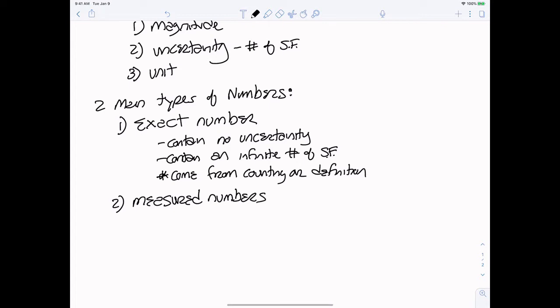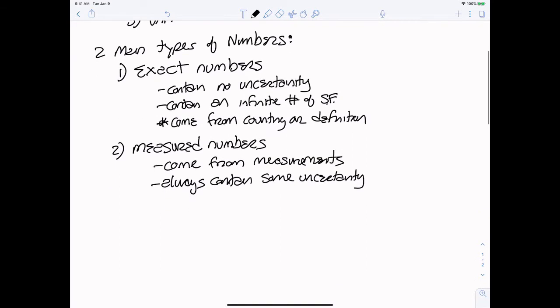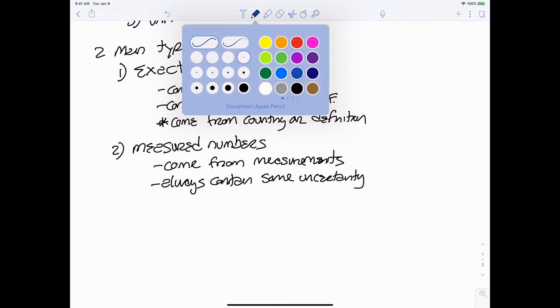And measured numbers always contain some uncertainty. They come from measurements. I guess that should be obvious. And they always contain some uncertainty. And again, the number of significant digits are how we're going to show that uncertainty. And again, I promise we'll do those soon. But just kind of an example here for a measurement.